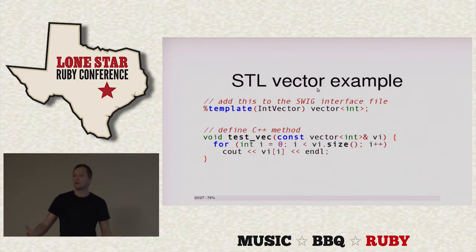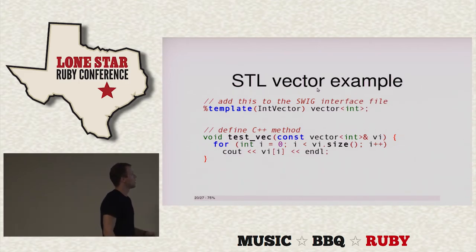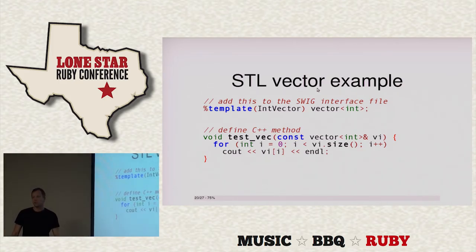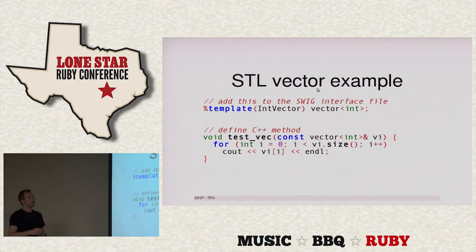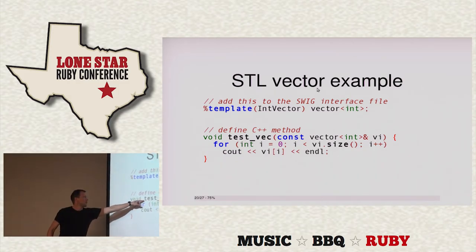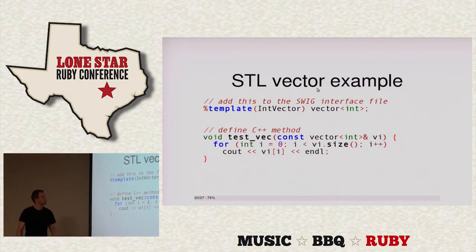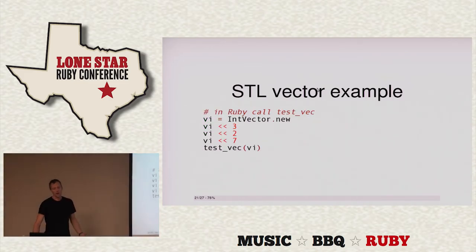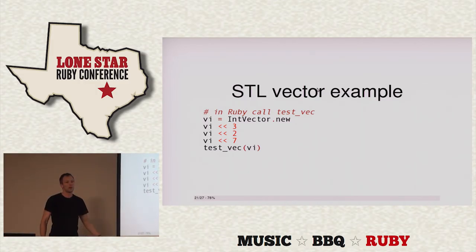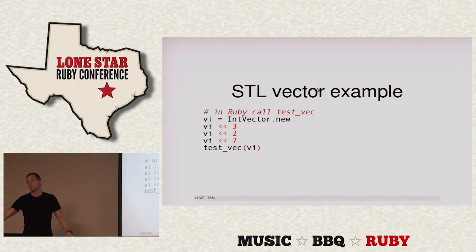So let's just take vector as an example. If I want to pass vector as an input argument to a function in SWIG, I would add this line to my SWIG interface file. What that's going to do is I'm telling it, hey, I want to use a vector of integers as an argument, and I'm going to name that int vector. So in Ruby, the type name is int vector. And then here's the function that you would call, and all it does is loop over the vector and print out the elements. And then on the Ruby side, you could say something like, hey, I want a new int vector, push 3 ints on there, and then pass that to the function, and then it would print out the elements.